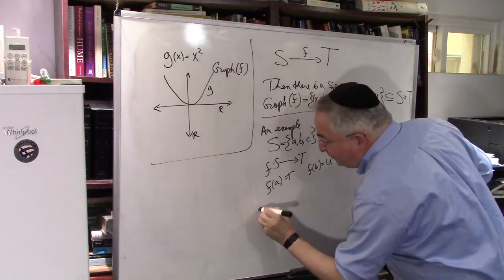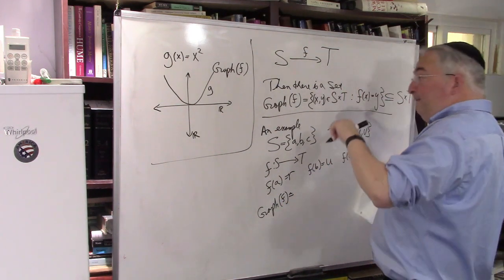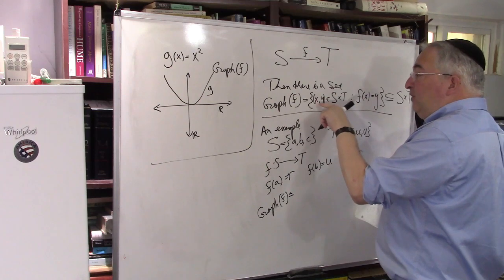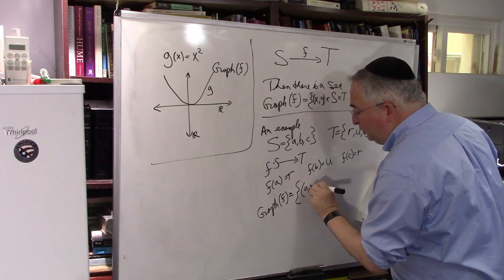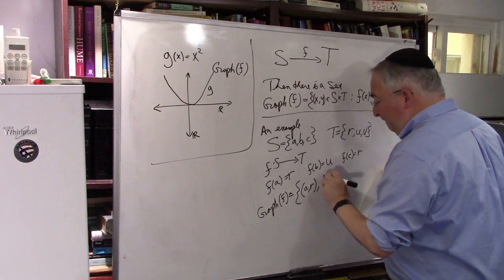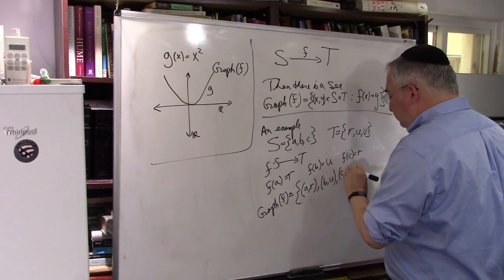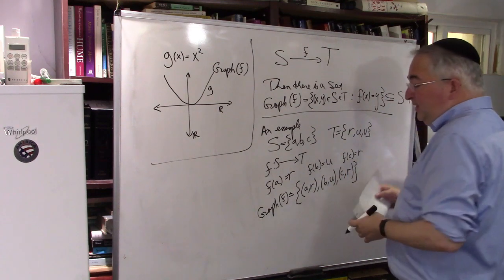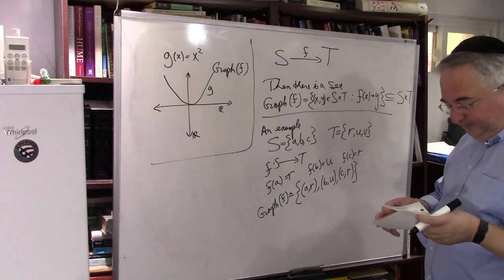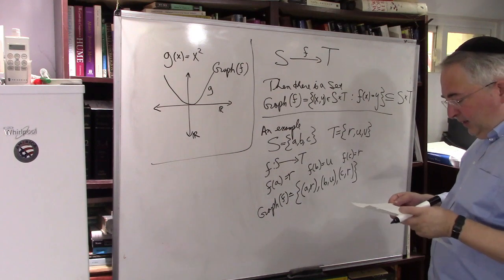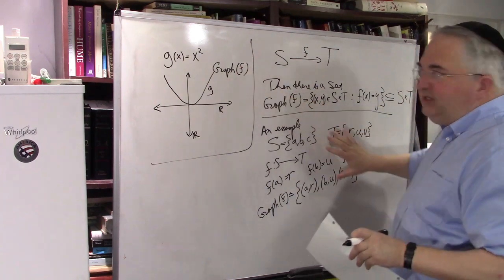So let's write it out. Graph of f is equal to pairs of things that start from one and go to the other. So we write it like this. You ready? A goes to R, B goes to U, C goes to R. This is the graph of this function. Okay, great. So now I want to show you how this fits into this concept.